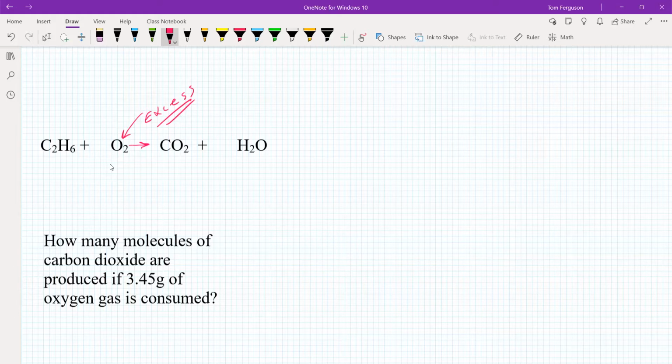As soon as we say excess, that means that this is in smaller quantities. That means that is going to drive what is produced here. So the key word here is excess. Okay, so this is the reaction.